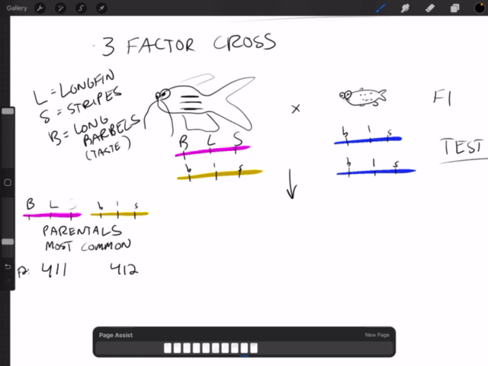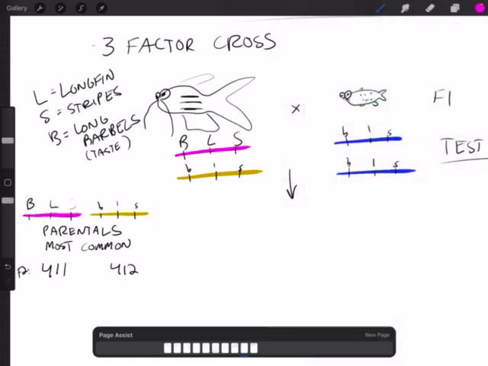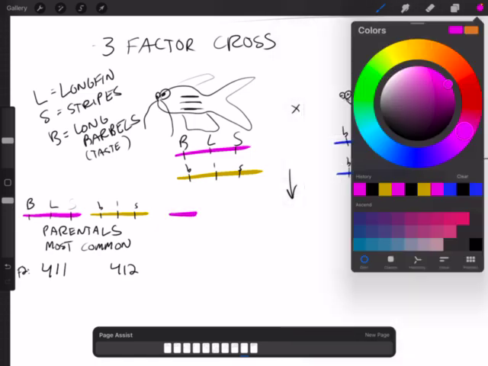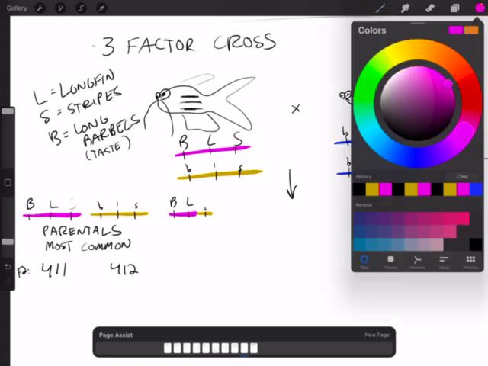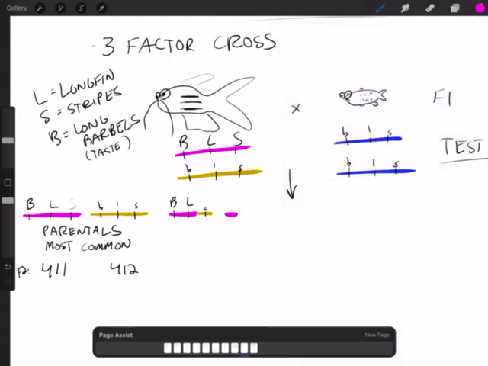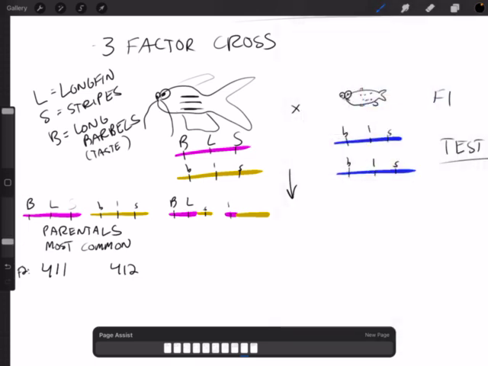But we can have recombination, and we can have recombination in a couple different ways. We can have recombination between L and S, and that gives us the dominant B, the dominant L, and the recessive S. We can have recombination between the B and the L. So we could have that, something like this. All right, so now we have the dominant B with the recessive L and the recessive S.